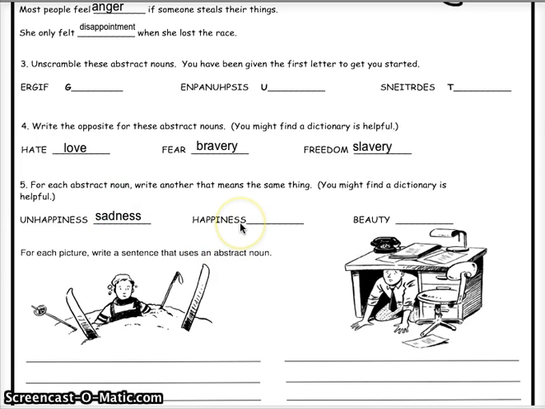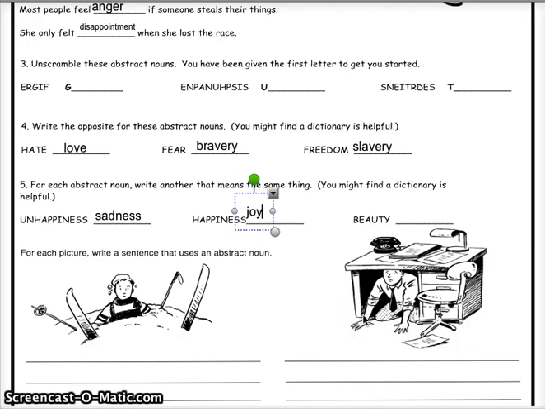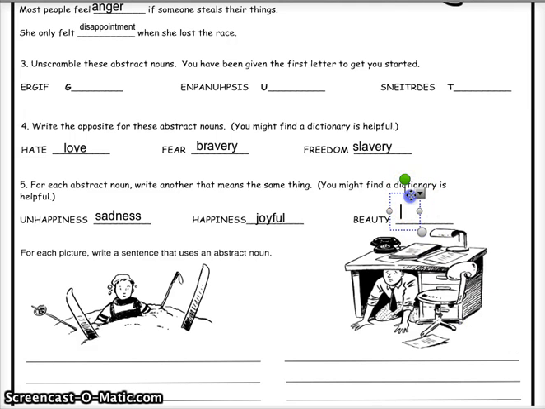Okay, what about happiness? Okay, well, I got to think of the emotions I feel when I'm happy. I can also feel joyful as an emotion. Now let's think of a synonym for beauty. What's another abstract noun? Remember, an abstract noun is something you cannot see, hear, taste, smell, or touch. So what is one for beauty? We say, well, you're looking very pretty today. So pretty would be one.